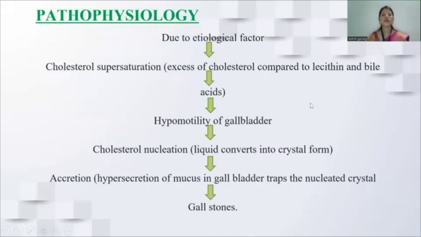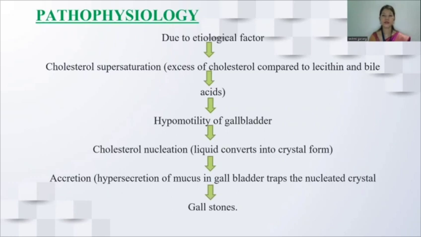Coming to the pathophysiology, it can be due to any etiological factor which we have discussed. This will lead to cholesterol supersaturation. What is cholesterol supersaturation? It means there will be excess cholesterol compared to the lecithin and bile acids. So excess accumulation of cholesterol is called cholesterol supersaturation. This will lead to hypomotility of the gallbladder. Hypomotility means decrease in the movement.